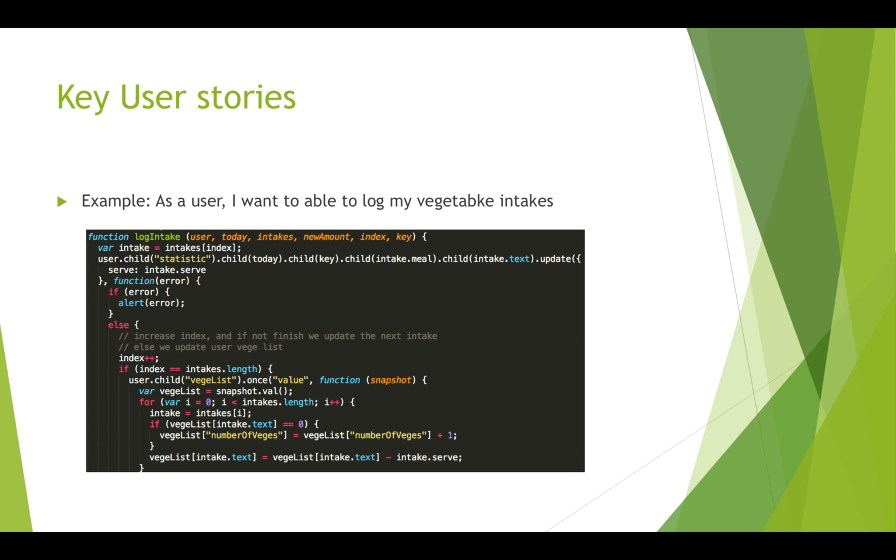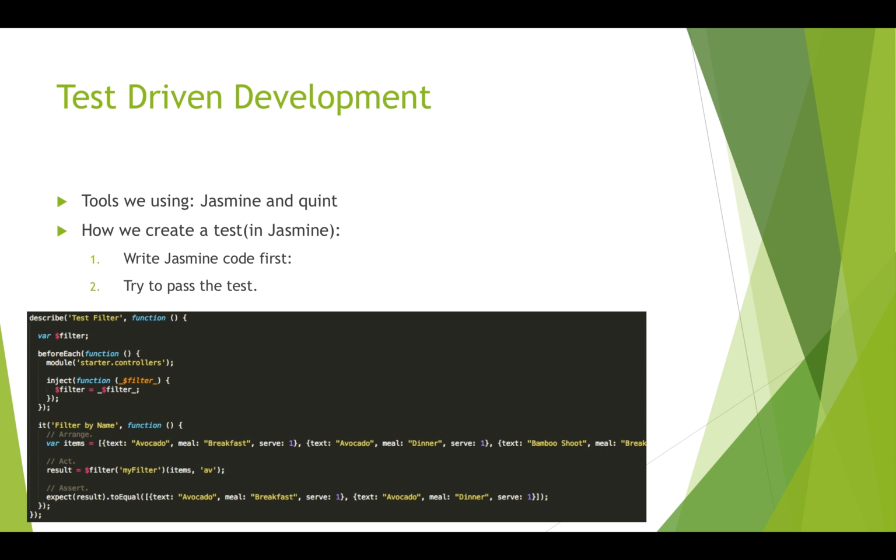In addition, we use test-driven development to develop our project. The tools we use for unit tests are Jasmine and QUnit. How we do this is we write the Jasmine code first and try to run it. Of course, at the very beginning, the test will always fail. After that, we try to improve our code and try to pass the test. Finally, when all the tests are passed, our project is perfectly done.